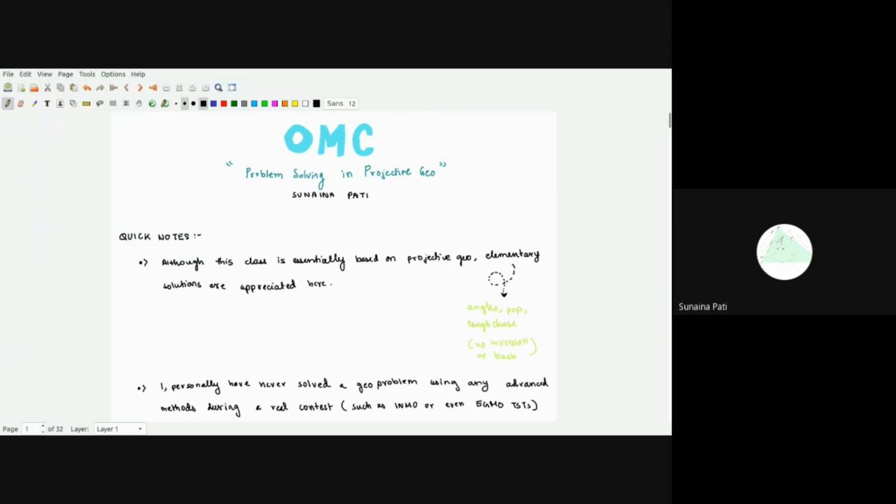This session is sort of an introduction to projective geometry. And before starting the actual class, here are some quick notes.